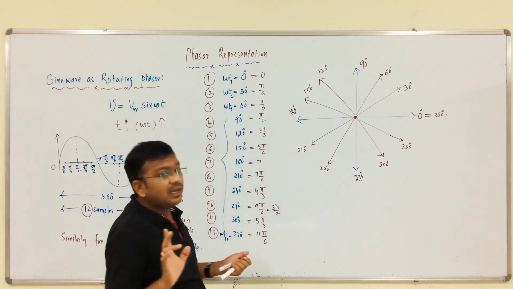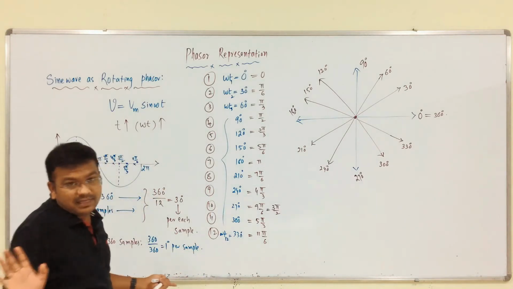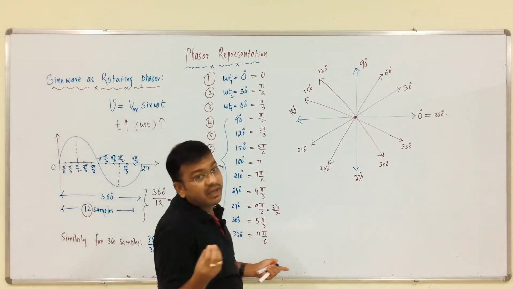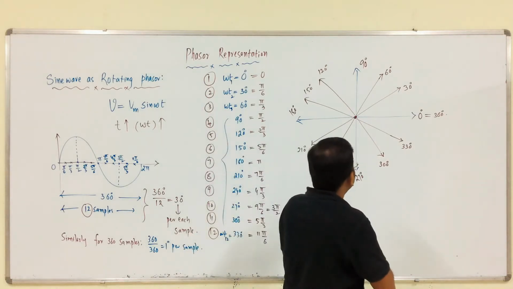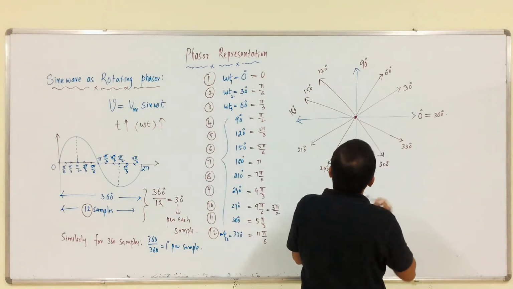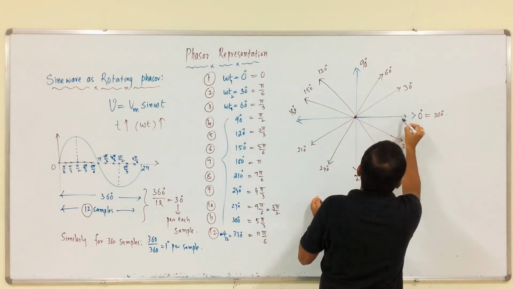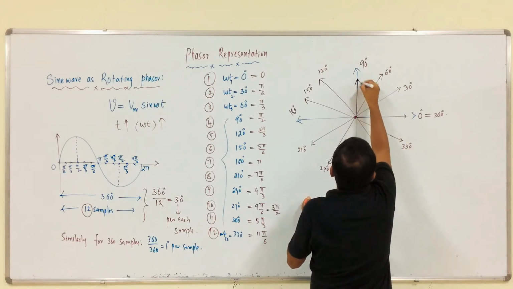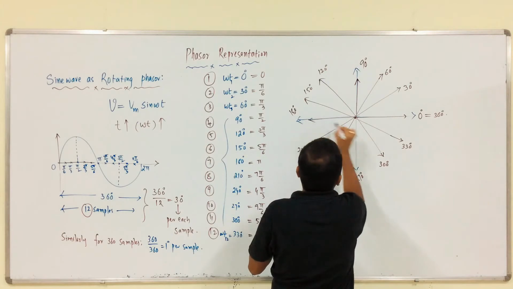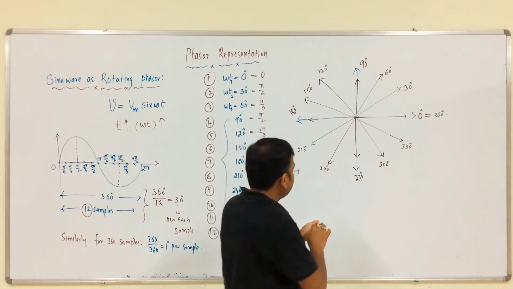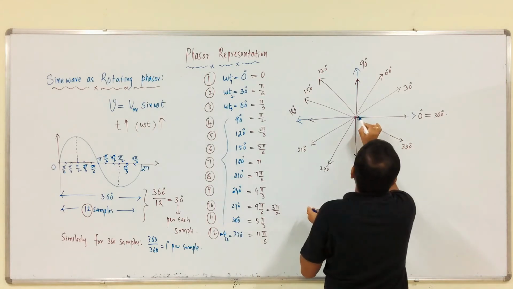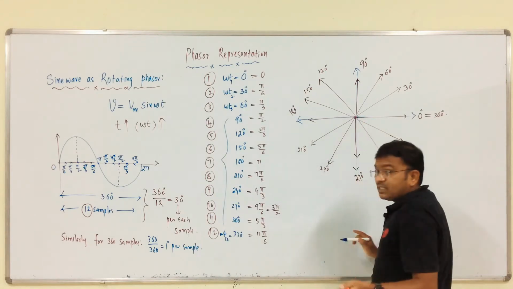This is for 12 samples only. If we consider 360 samples, then what is the locus that we are going to observe? If we provide 360 samples, this is also one sample, right. So, each sample consists of 1 degree only.